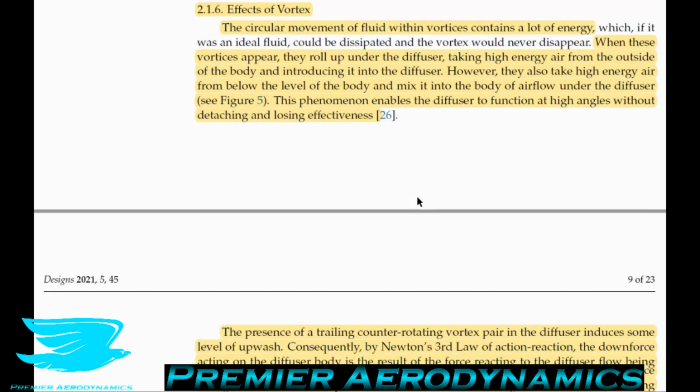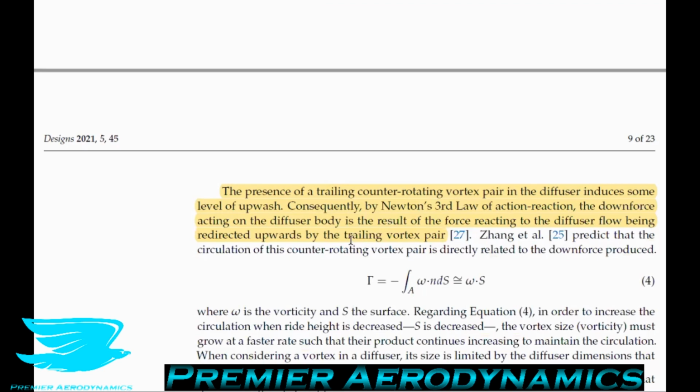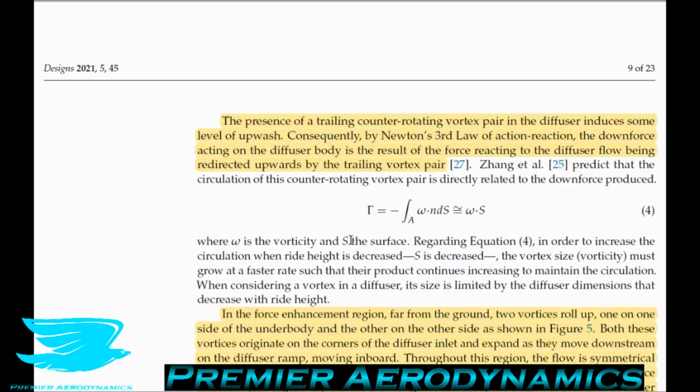Now, interestingly, the presence of a trailing counter-rotating vortex pair in the diffuser induces some level of upwash. Consequently, by Newton's third law of action-reaction, the downforce acting on the diffuser body is the result of the force reacting to the diffuser flow being redirected upwards by the trailing vortex pair.